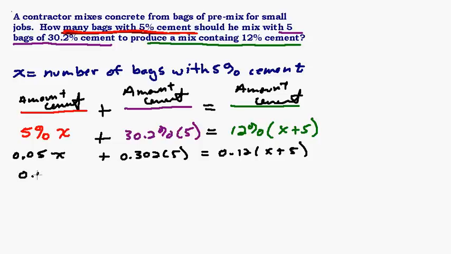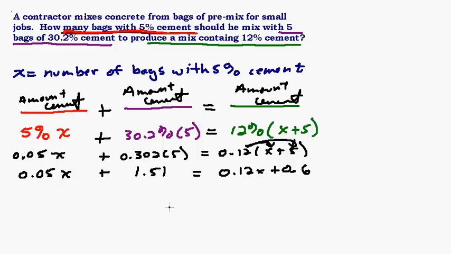So this is just going to come down, and then got my handy calculator here, I'm going to punch in 0.302 times 5, and I get 1.51 equals, now I have to distribute this 0.12. 0.12 times x is 0.12x, and 0.12 times 5 should be 0.6. Okay, now what we want to do is get our x's on one side and get our numbers on the other.